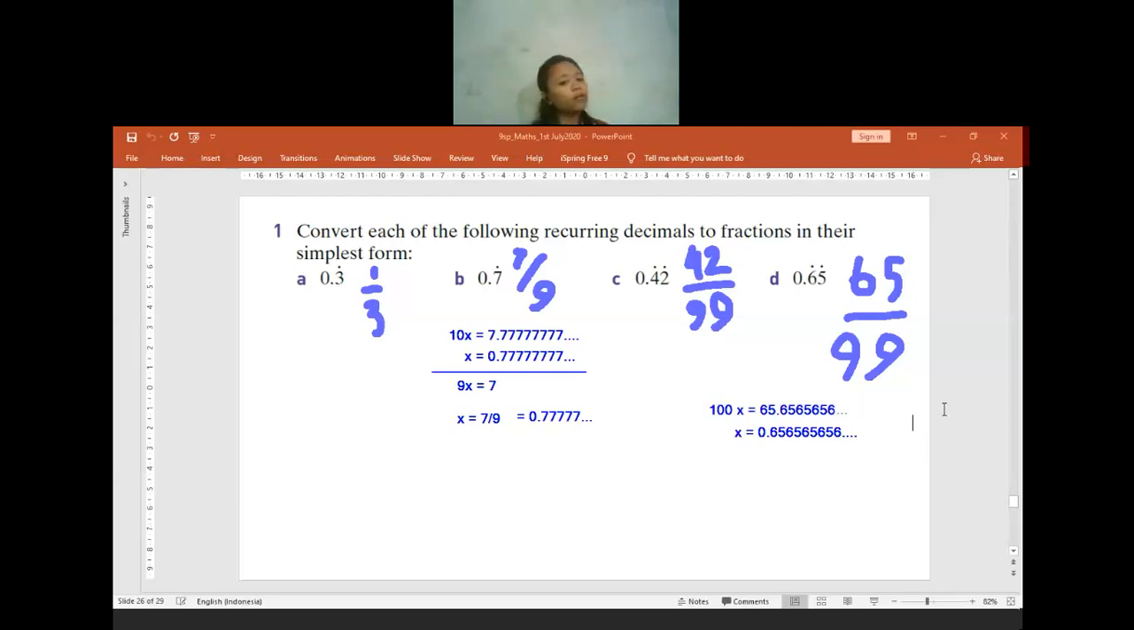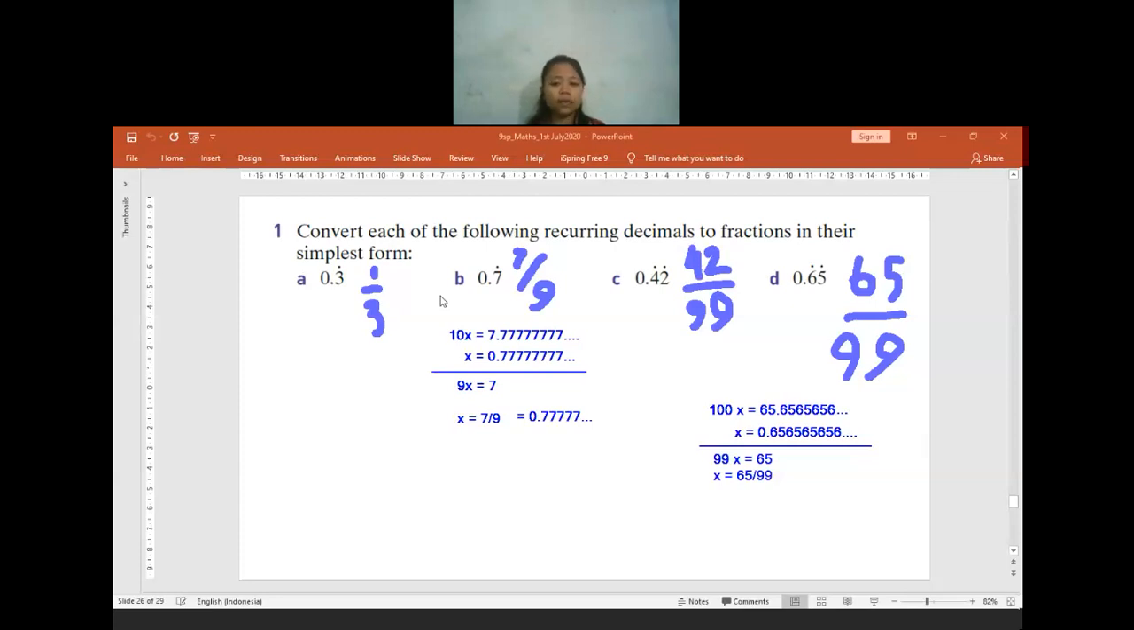No? Okay, if no one has difficulties, we need to subtract them because I need to cancel out all of the decimal digits. So 100x minus x will be equal to 99x, and then 65.6565 minus 0.6565 will be left over as 65 only. That's why x will be equal to 65 by 99. Is there anyone who has difficulties or is confused so far? No?